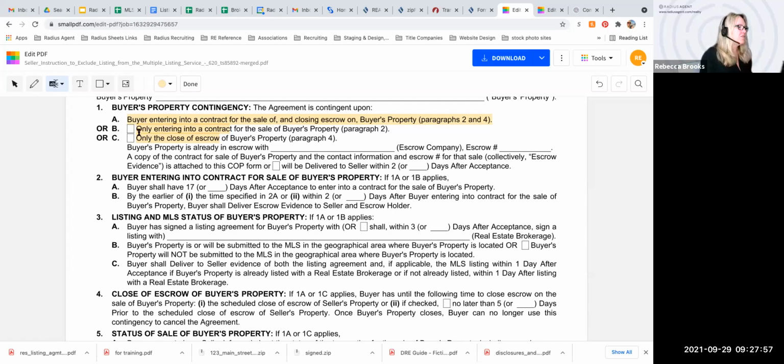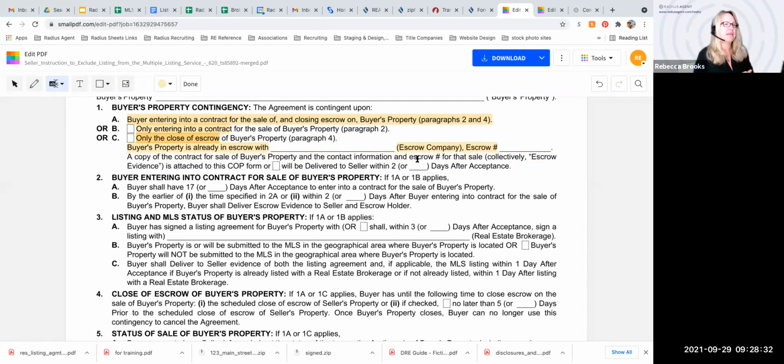However, in certain circumstances, you already could be in contract. So say that the property the buyer has on the market is already in contract. That's when they would do this part, because now it's only contingent on them closing escrow with that property that's already in contract. Okay, so this can be kind of a confusing form. Make sure that you understand which choice, because if it's already in escrow, then you're going to put here that it's already in escrow with the escrow company and the escrow number, right?